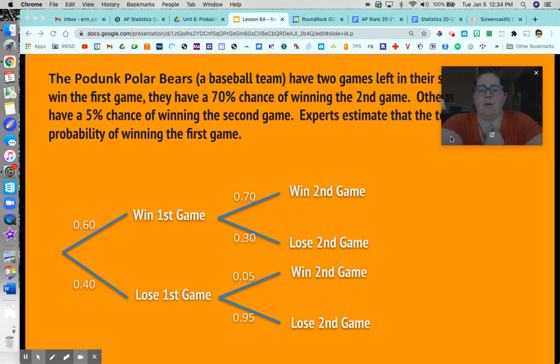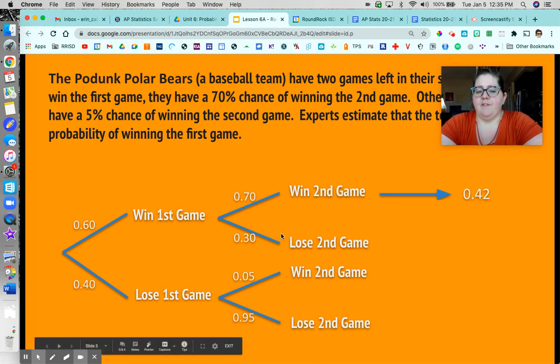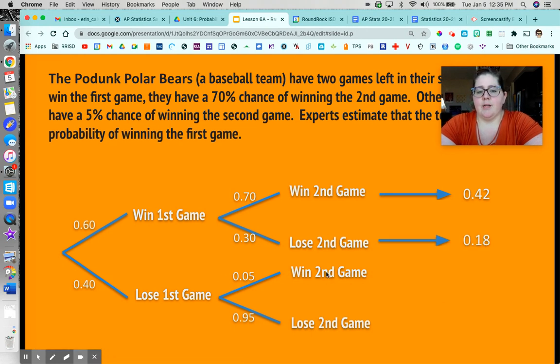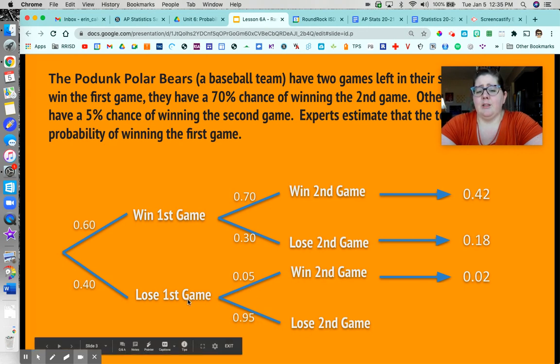To actually fill in the numbers on the table, though, I need these "and" probabilities, right? Because the "and" is what's going to get us to that total number of games they've won. If they win the first and win the second, they've won 2 games. So we need those "and" probabilities in order to fill in our table. So let's do that. If they win the first and win the second, 0.6 times 0.7 is 0.42. Win the first and lose the second, 0.6 times 0.3 is 0.18. Lose the first and win the second, 0.4 times 0.05 is 0.02. And then lose the first and lose the second would be 0.4 times 0.95, which is 0.38.